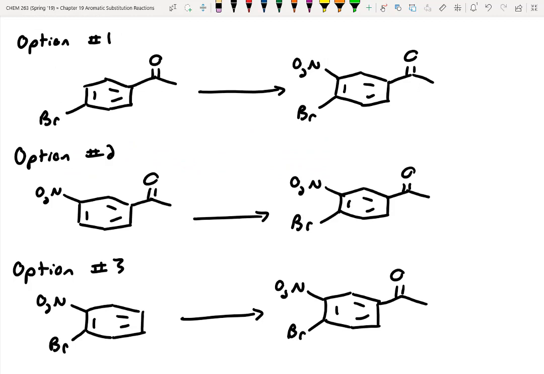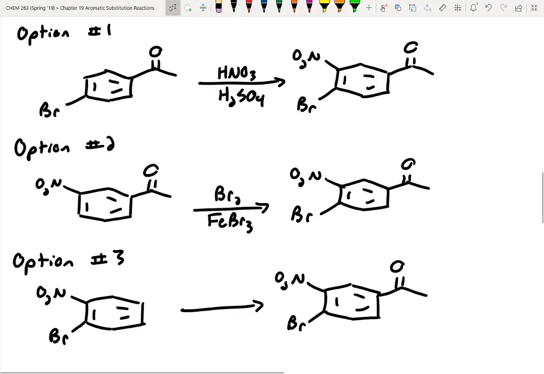All right, just for a little bit of help, for option 1, what would the reagents be that I'd need for that transformation? HNO3 and H2SO4. All right, what about option 2? Just theoretically, what do we need to install bromines? Br2 and FeBr3. All right, and then the last one, what would we need to install the acyl group?